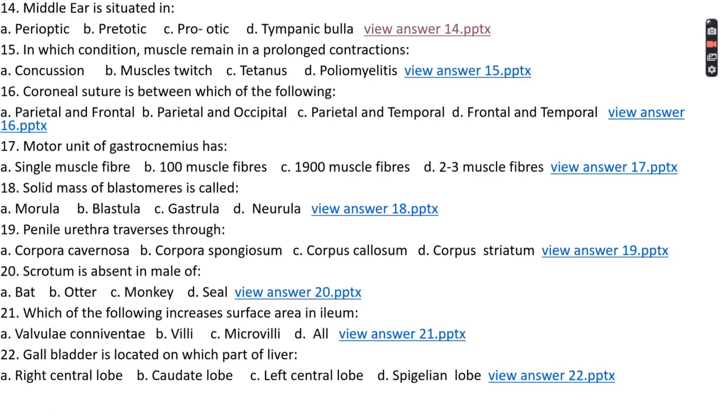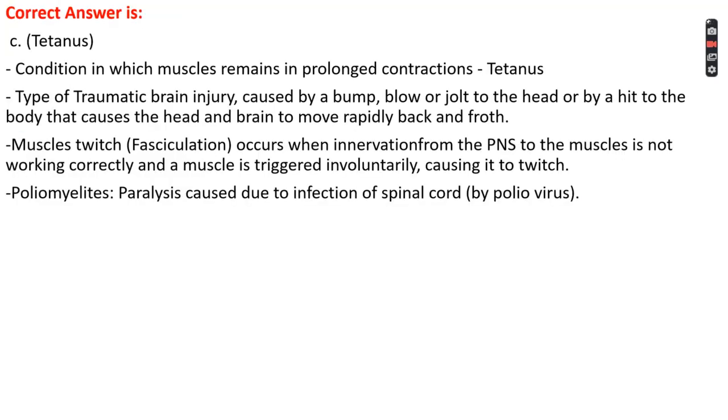Okay. Question number 15. In which condition do muscles remain in a prolonged contraction state? Option A, concussion. Option B, muscle twitch. Option C, tetanus. Option D, poliomyelitis. The right answer is option C, that is tetanus. The condition in which muscles remain in a prolonged contraction state is tetanus.